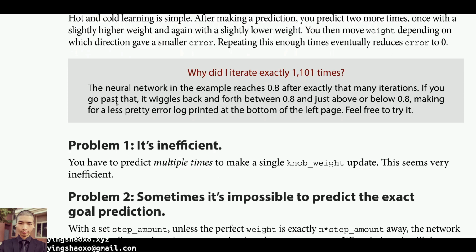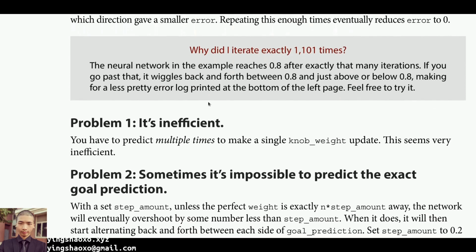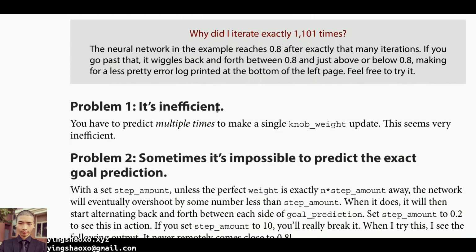If you go past that, it waggles back and forth between 0.8 and just above or below 0.8, making for a less pretty error log printed at the bottom of the left page. Feel free to try it. It will keep doing that, but it will never reach the 0.8.